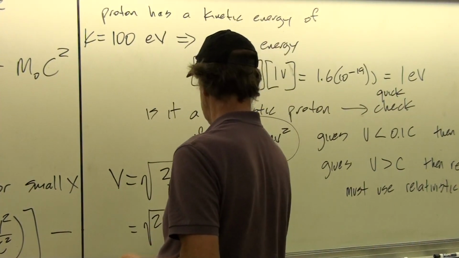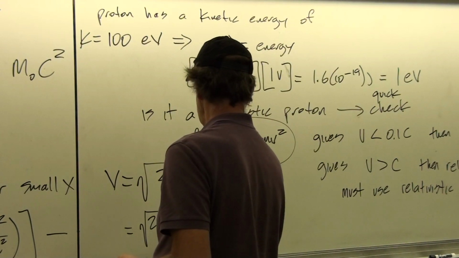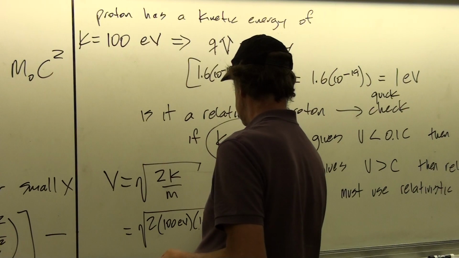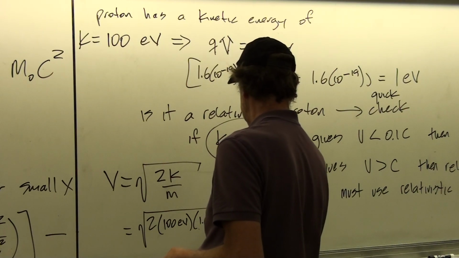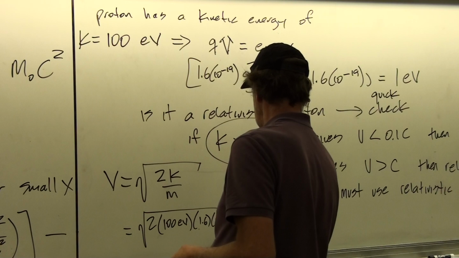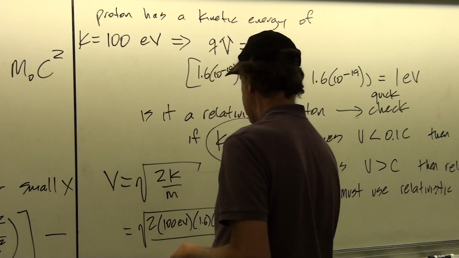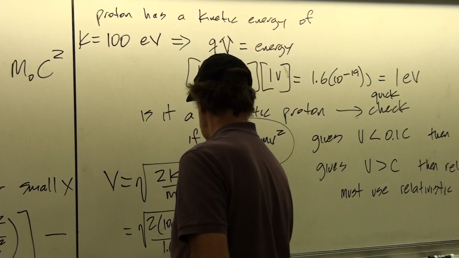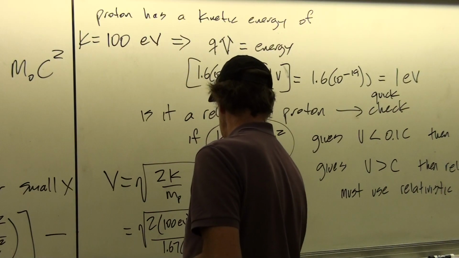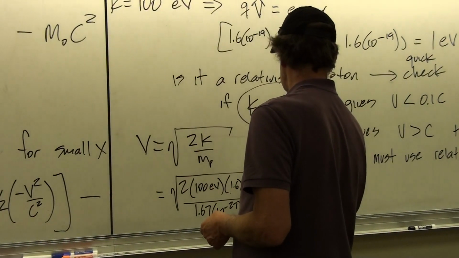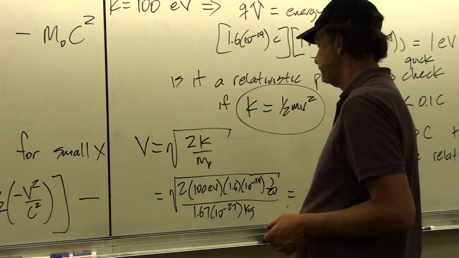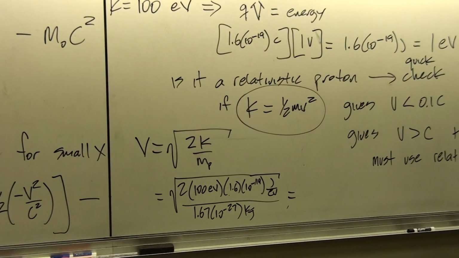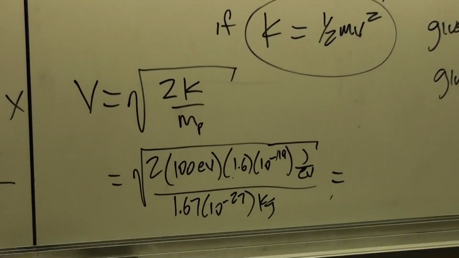All right, so this then is going to be 100 eV times, and now we're going to have to convert this into joules, 1.6 times 10 to the minus 19 joules per eV. Then we'll divide that by the mass of a proton, which is 1.67 times 10 to the minus 27 kilograms. And I'll give you this if you need it. All right, so let's knock that out and see if we've got a velocity that's less than 1/10 the speed of light.